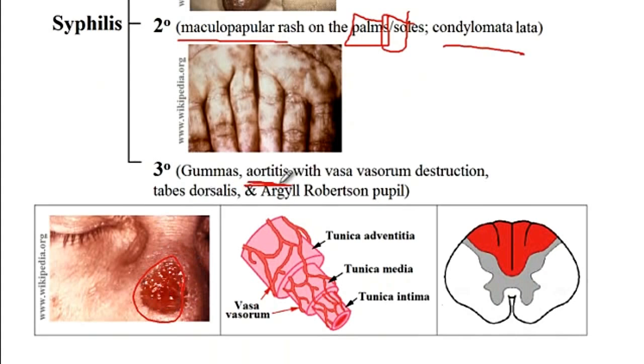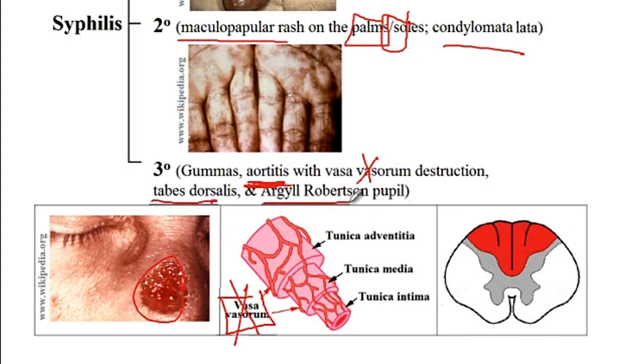It also has aortitis due to the destruction of the vasa vasorum. So here we have the vasa vasorum, which supplies the adventitial layer of the aorta. And so if the vasa vasorum is destroyed, therefore these patients will develop aortitis. They also have Tabes dorsalis, which I just discussed.